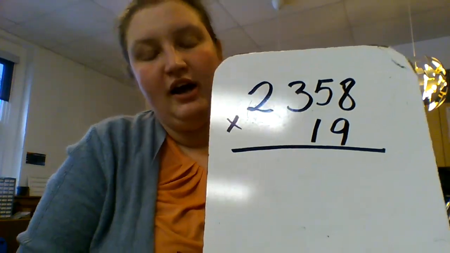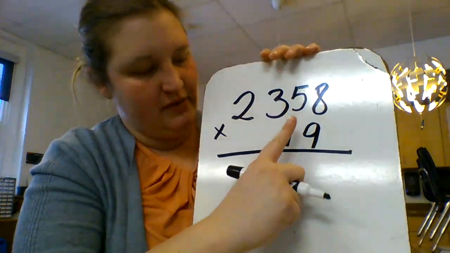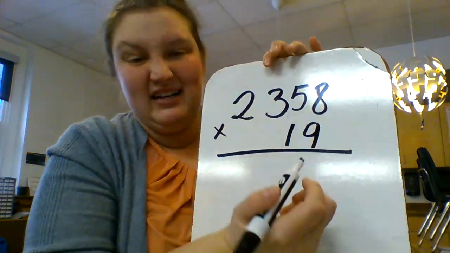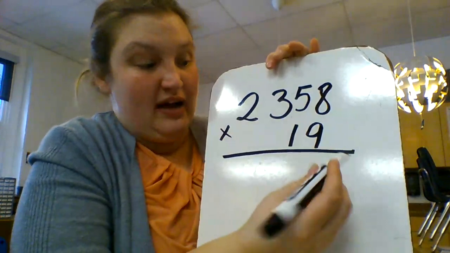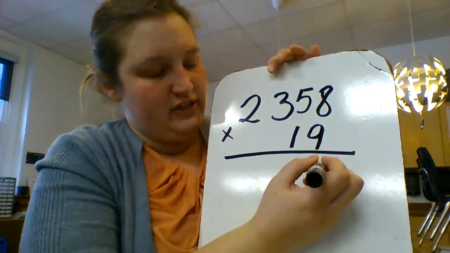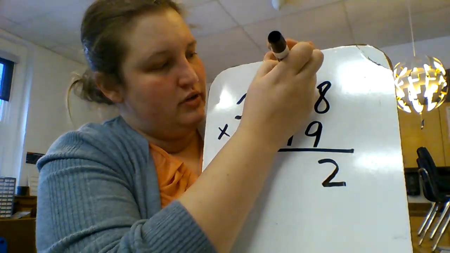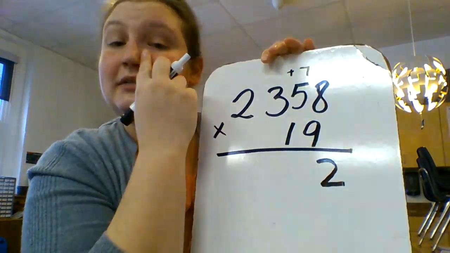There we go. All right, so first things first, I'm going to pretend my 1 isn't even there, and I'm going to start with my 9. 9 times 8. That's a tricky one, but I've been doing this for a while, so I have it memorized. So my answer is 72. So I'm going to put down my 2. And I'm going to carry my 7, but it's plus 7.